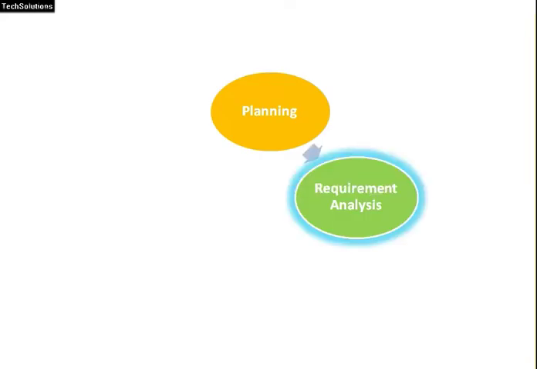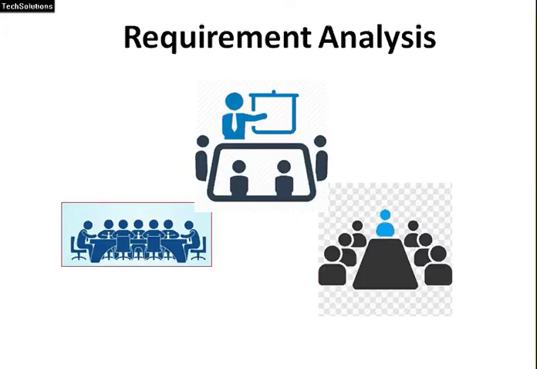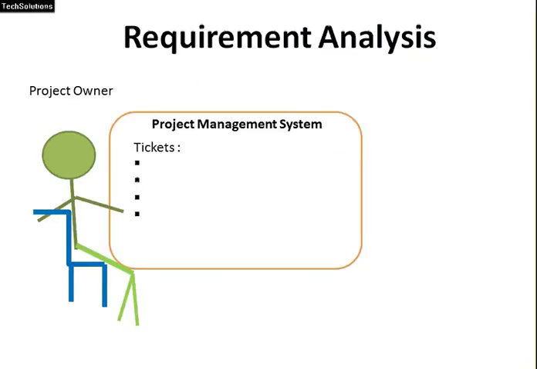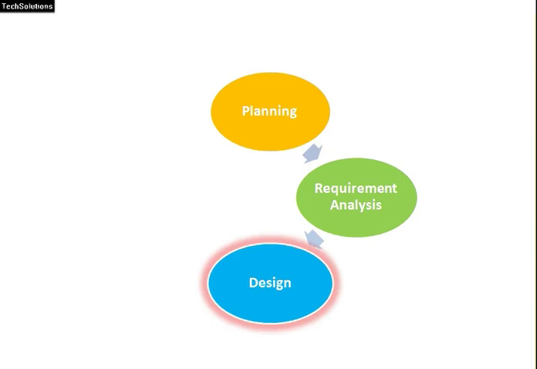In this phase, different teams come together to define requirements in more detail. After the requirements are analyzed by the team and defined, the product owner takes the prime requirements and creates tickets in a project management system. From here, we move to the design phase of SDLC.